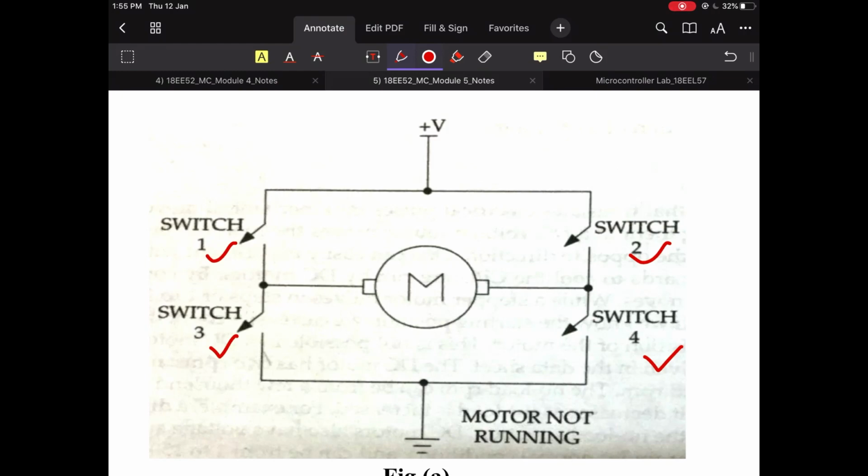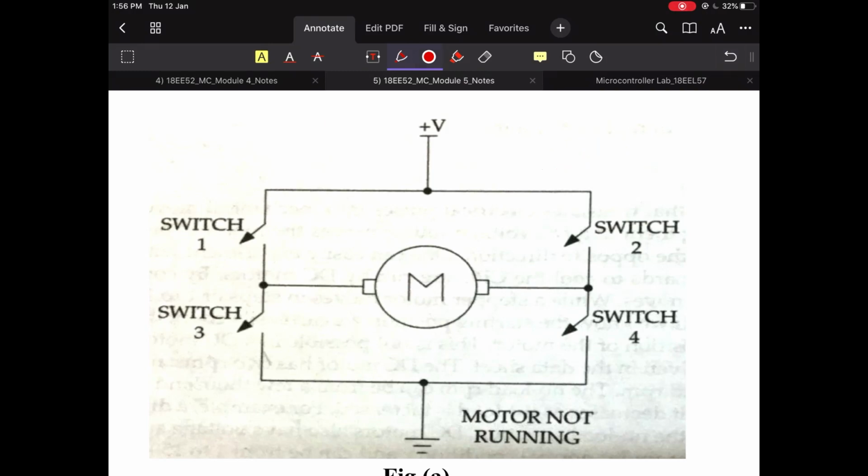Correct? If you see this example, none of the switches is closed. That means the motor is off. The motor is not even rotating. The motor is in off condition. Motor is not rotating.